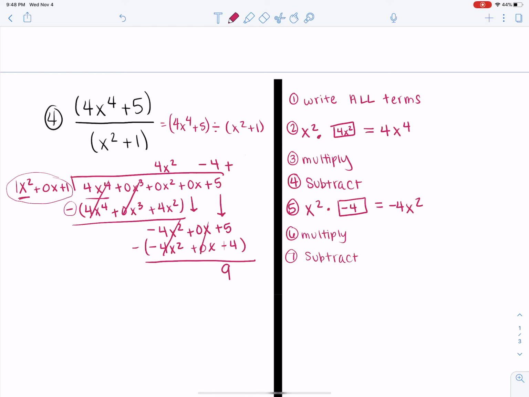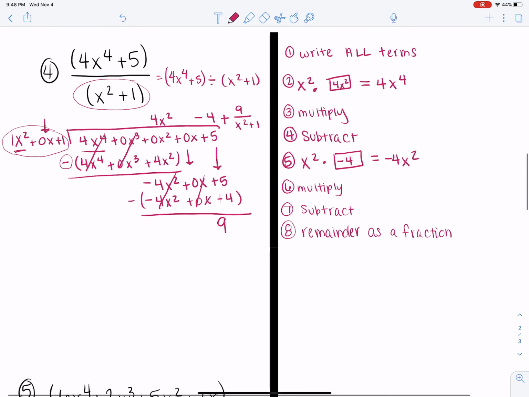It's positive, and I'm going to put it over. Now, when you write the remainder, you can write the original. You don't have to write this 0 filler that we used, okay? So we're just going to say x squared plus 1. So step 8 was the remainder as a fraction. So my quotient, my answer to the division problem, is 4x squared minus 4 plus 9 over x squared plus 1.